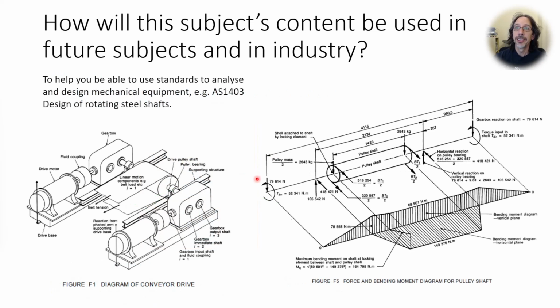Looking at some Australian standards, so this is the Australian standard for design of rotating steel shafts. Here's a typical mechanical device, some kind of a conveyor drive. You've got some motors here, you've got a shaft here, you've got some gearboxes. And in order to analyse and design this and to apply the Australian standards, you need to draw your free body diagrams, you need to apply your equations of equilibrium, you need to draw shear force and bending moment diagrams. Here we've just got the bending moment diagram in two planes. Okay, so these are things that we'll be doing.